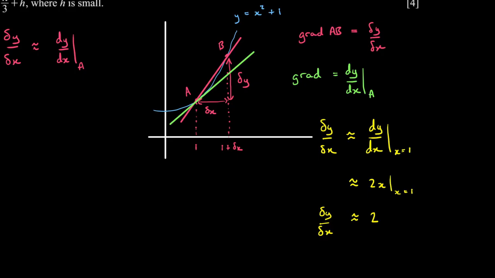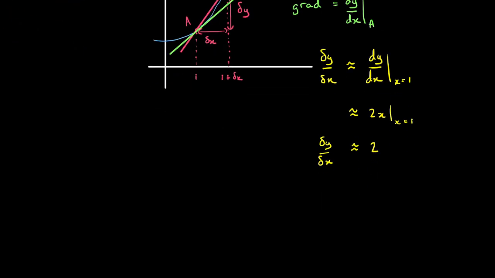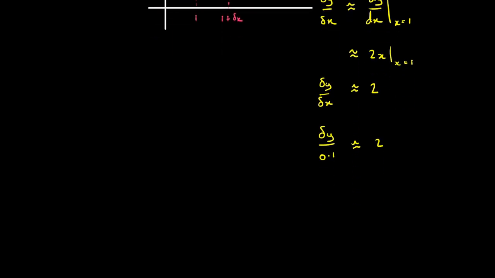And let's say the distance I moved along in the x direction is 0.1, so delta x is 0.1. Then I could say delta y divided by 0.1 is roughly equal to 2. Therefore, the change in y is going to be approximately equal to 0.2. And that's actually right, isn't it?